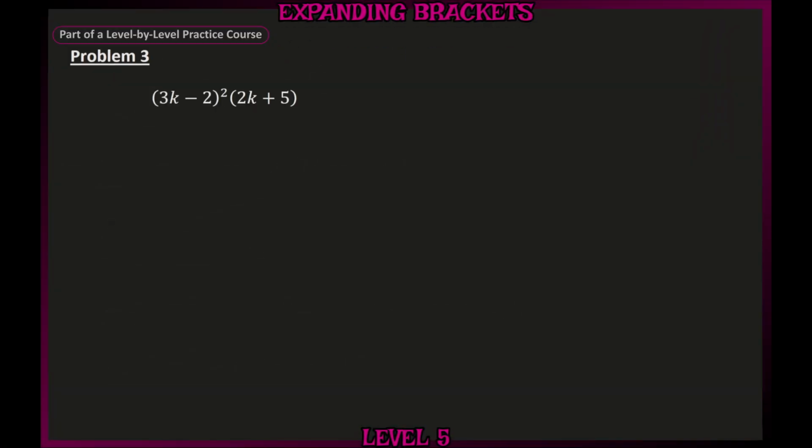In problem 3, we're expanding 3k minus 2 squared multiplied by 2k plus 5. Now to start, squaring a bracket simply means we're multiplying that bracket by itself. So we can rewrite this as 3k minus 2 multiplied by itself, so multiplied by 3k minus 2, and then multiplied by 2k plus 5. And we can expand these by first expanding the first two brackets, simplifying, and then multiplying by the third bracket.